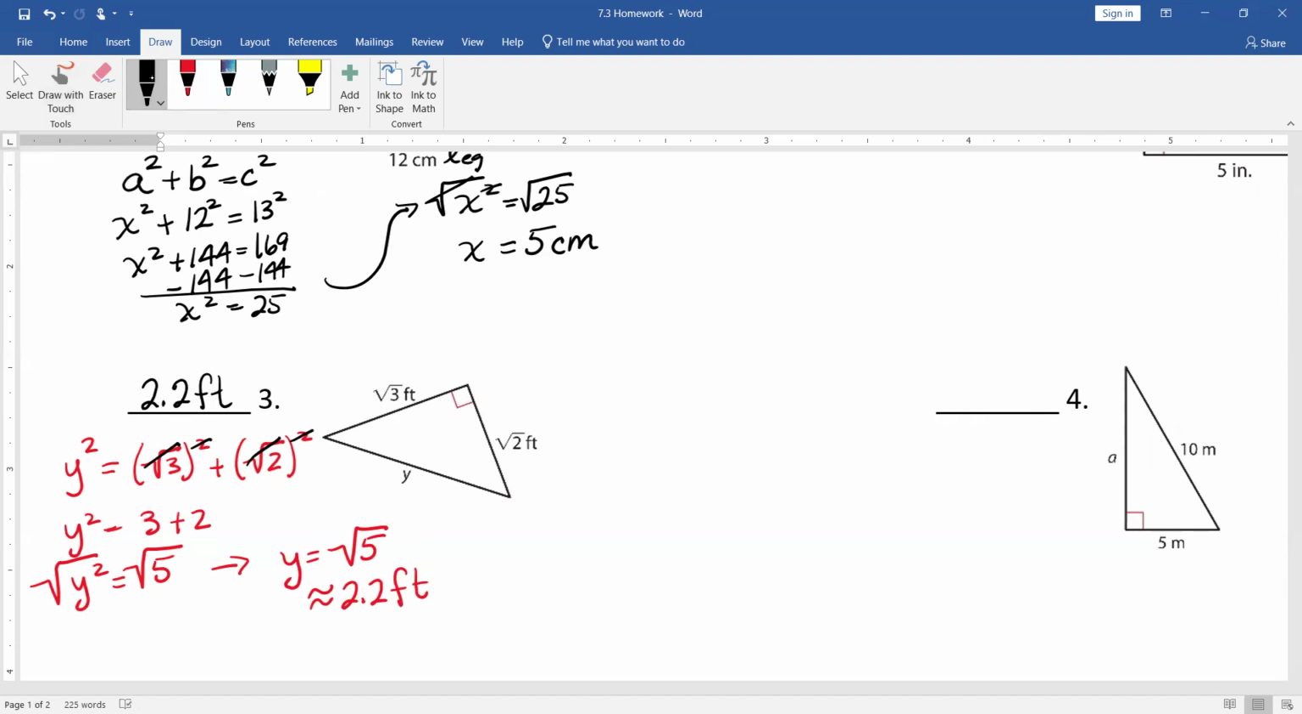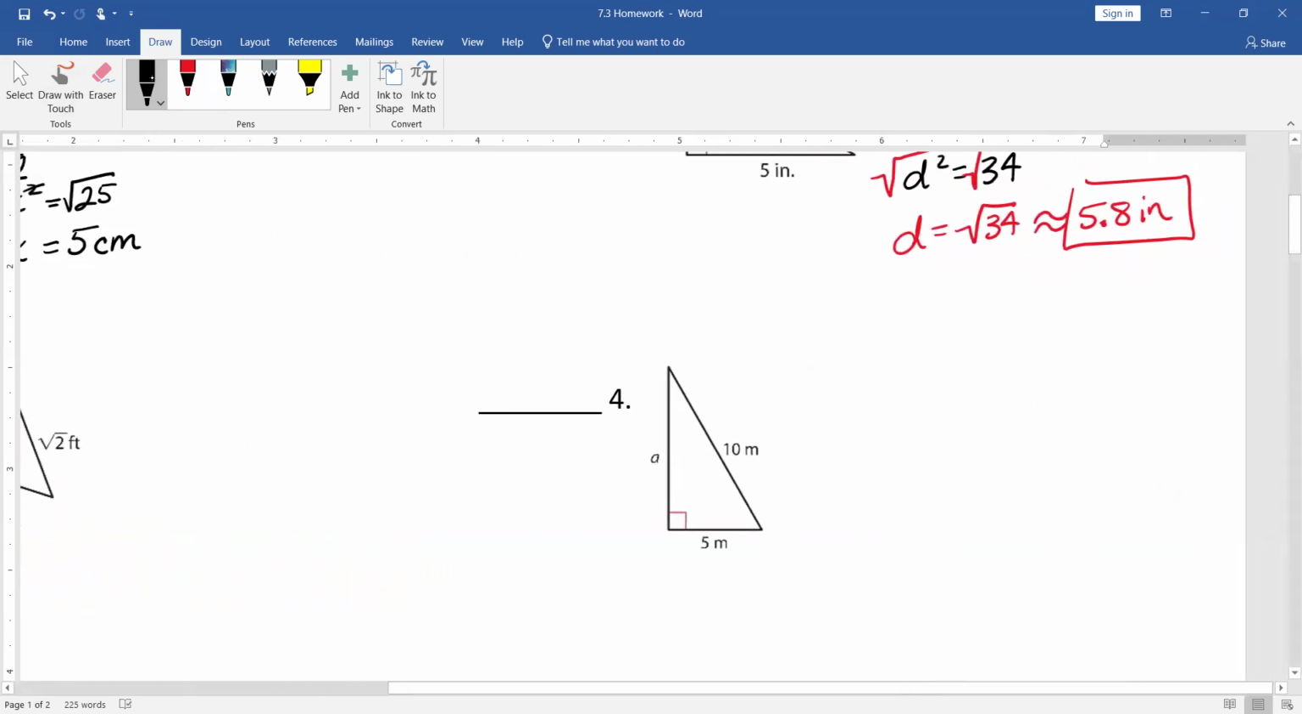Hopefully, easy enough. Honestly, using the formula is the easiest part. It's getting the reintroduction to your square roots and how we simplify those that I feel like can be the most complicated. So let's go ahead and keep moving on.